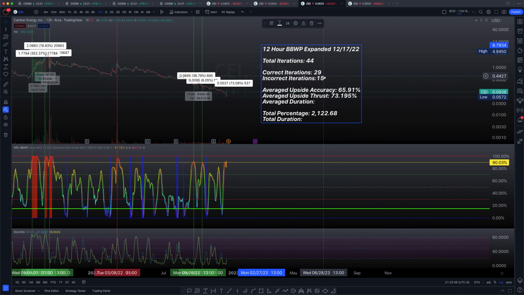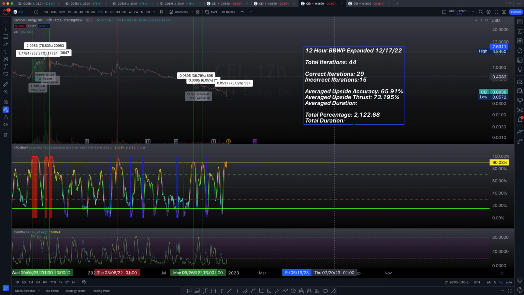Okay, so in this case, we have a total of 44 iterations throughout the entire trading history of CEI on the 12-hour chart, of which 29 were guessed correctly to the upside, giving us an averaged upside accuracy of 65.91% with an averaged upside thrust of 73.19%. Okay, so in this case, the probabilities are looking not bad.